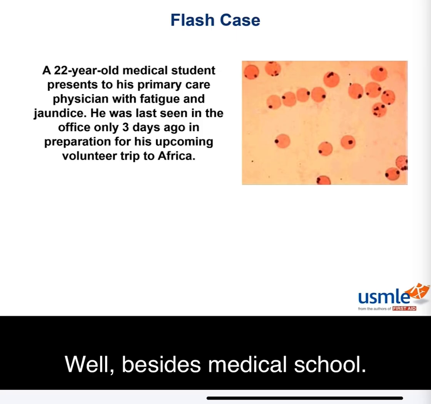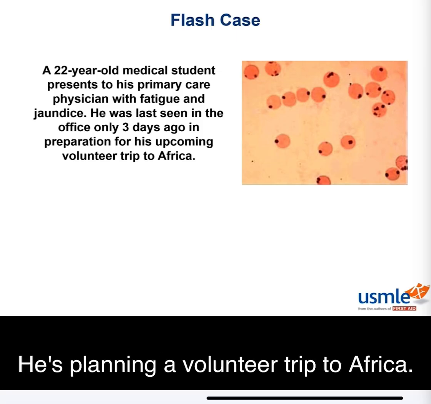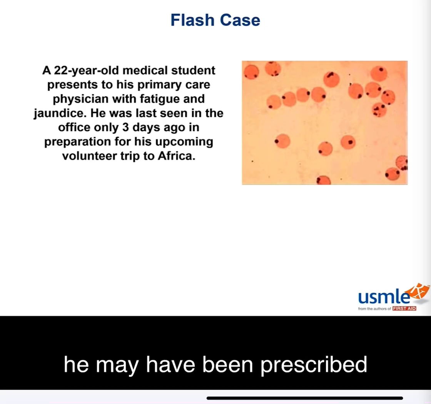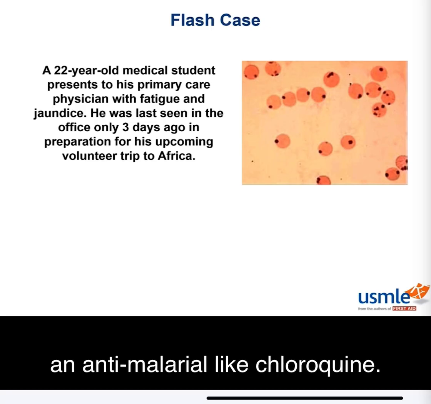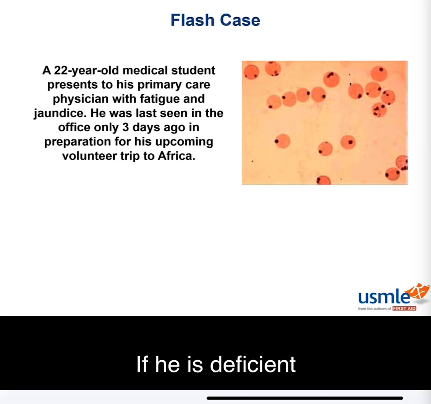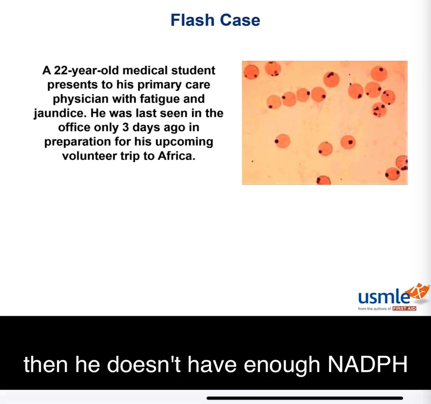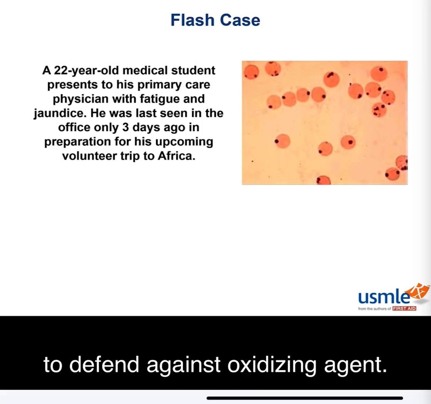Well, besides medical school. He's planning a volunteer trip to Africa, and a few days ago, he may have been prescribed an antimalarial, like chloroquine. If he is deficient in glucose 6-phosphate dehydrogenase, then he doesn't have enough NADPH to defend against oxidizing agents.